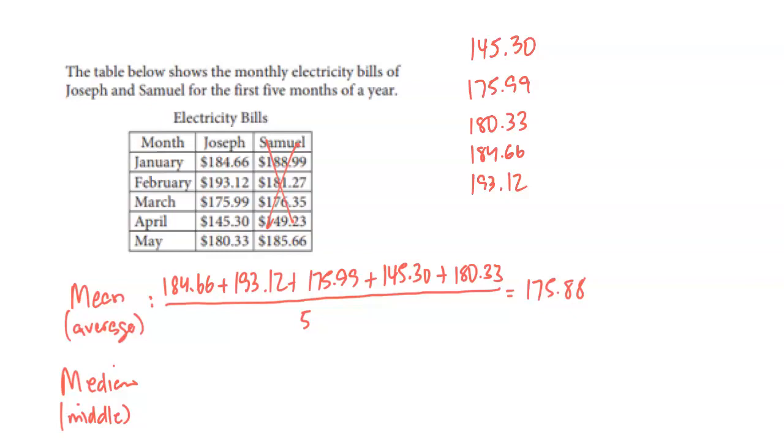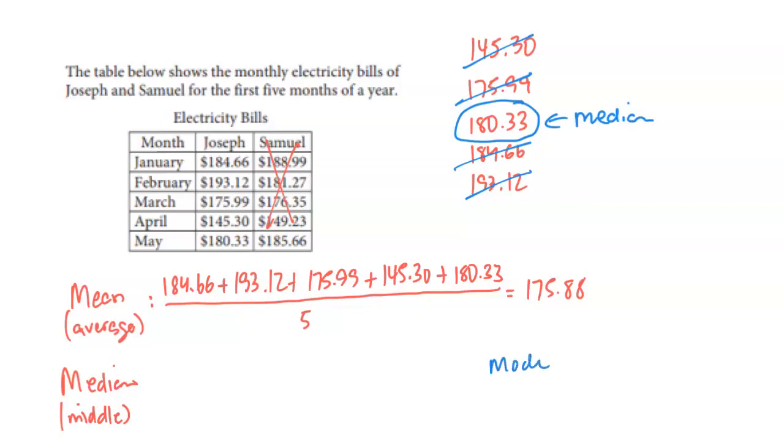Now to find the median, what we're going to do is start shaving off numbers from the ends. And so what I would do first is eliminate the highest and the smallest values there, and then take the next lowest and the next highest, and that is how I get to the middle. And so that right there is going to be the median, in this particular case, 180.33.